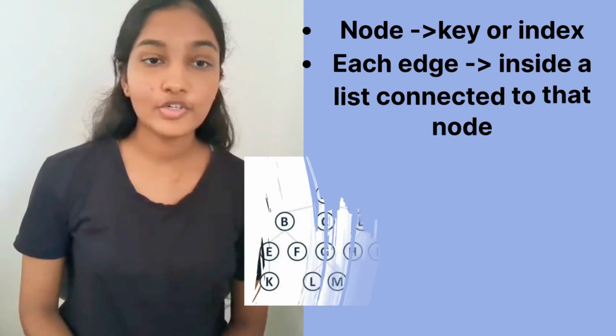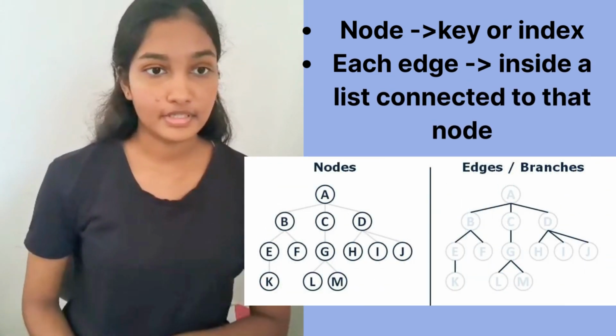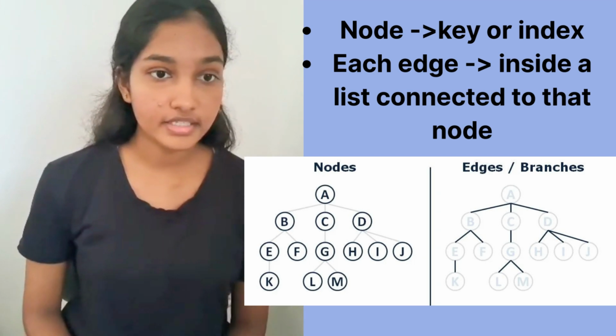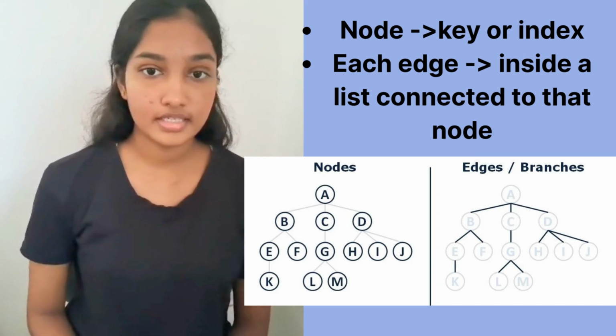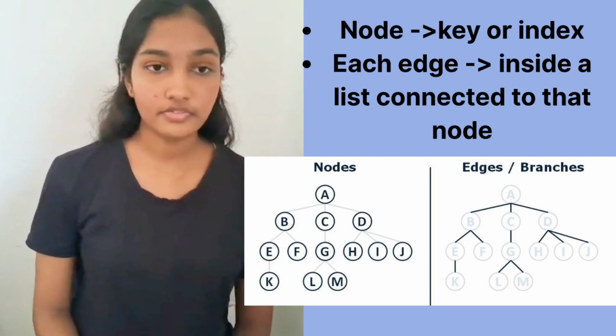Now let's see how to represent the nodes and edges. It's very simple. Each node is stored as a key or an index, and each edge is stored inside a list connecting to that node. So every node has its own list of neighbors.